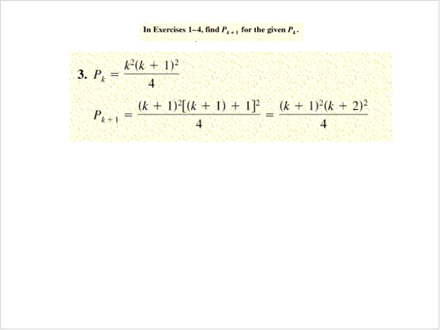So basically what it means is anywhere that I have a k, I'm going to substitute in the k plus 1. So I will now get k plus 1 squared, because this is where I had a k, parentheses k plus 1 squared all over 4. Okay, and then you can simplify this right in here. This is k plus 2 squared all over 4. Okay, so it's kind of getting you in the frame of mind to get started on your mathematical induction.